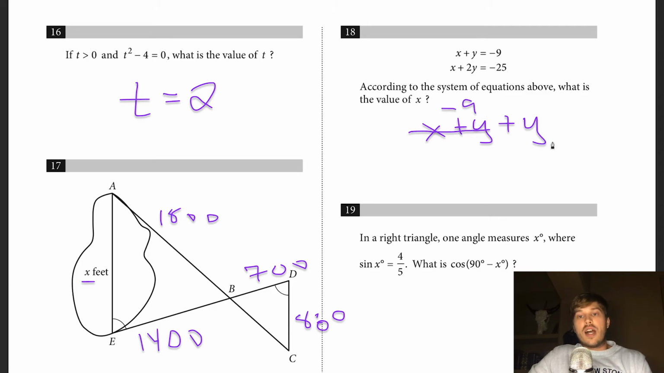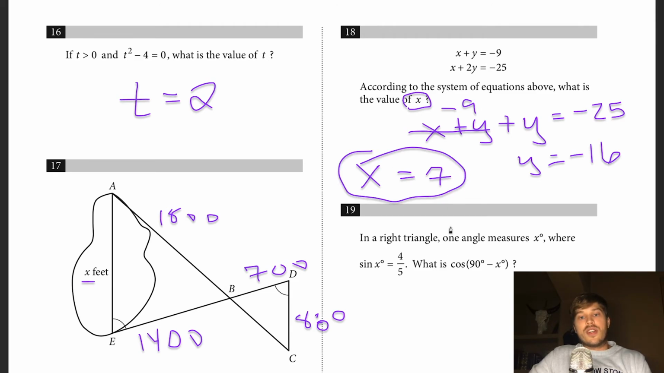So we have negative 9 plus y equals negative 25. Therefore, y equals negative 16. And we're asked for what? We're asked for x. So negative 16 is not the answer. We need x. And we can see that 7 plus negative 16 equals negative 9. So x is equal to 7. Okay, excellent.